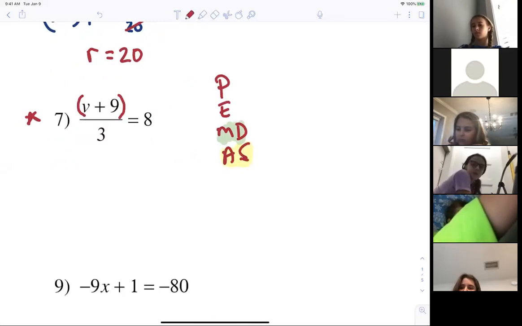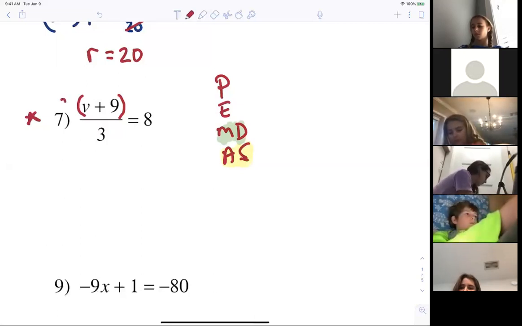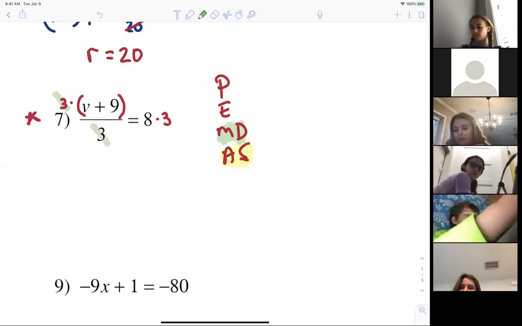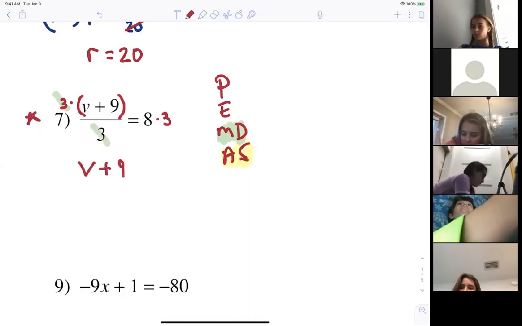So to undo the divided by 3, I'm gonna what? Multiply both sides by 3. Multiply both sides by 3. Now, why do we do that? All right, again, because it's a quantity, and so now I can cancel that out, all right? Now, what's left? V plus 9 equals 24. All right, does anybody have any questions with that?